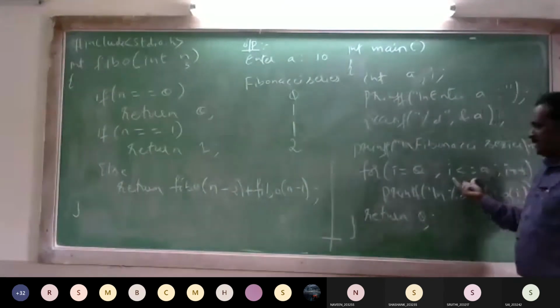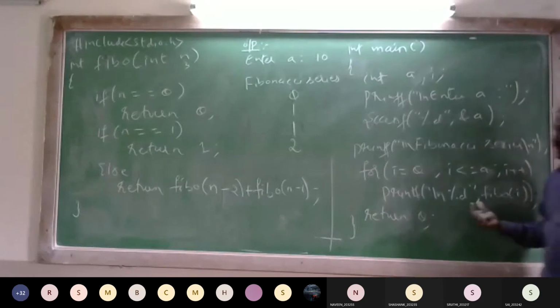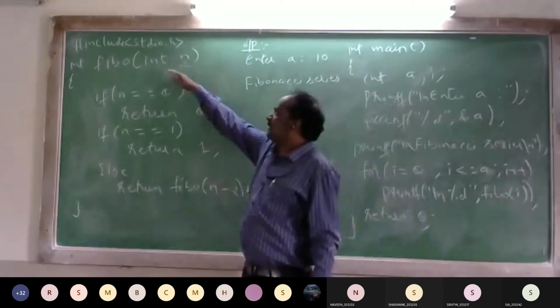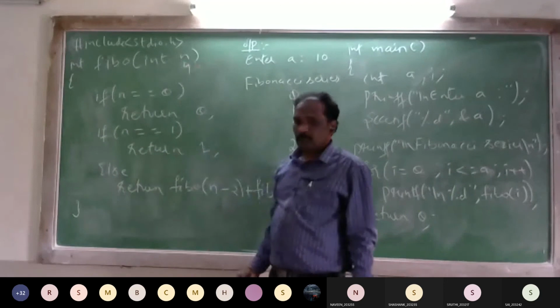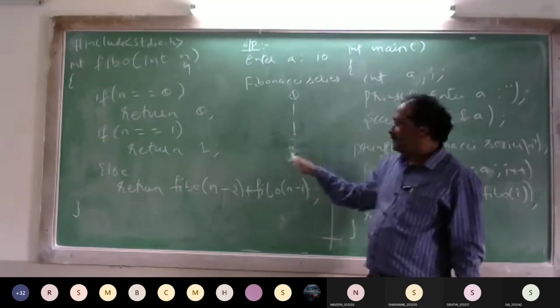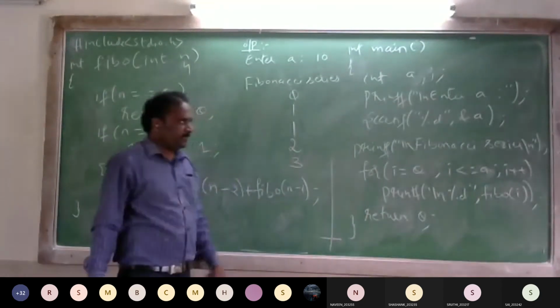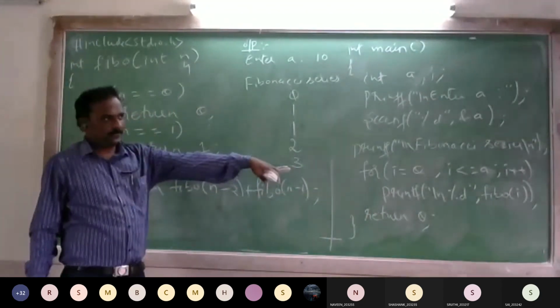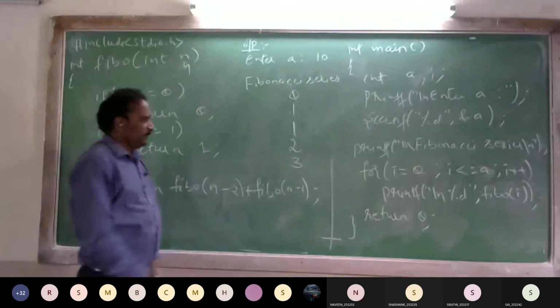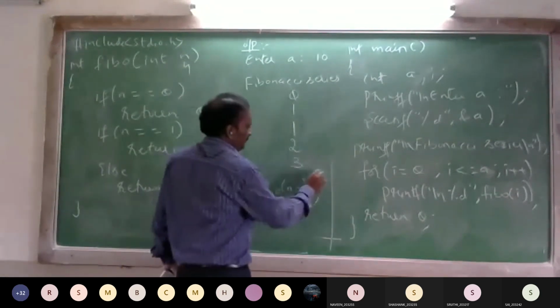I plus plus. I is 4. 4 is less than or equal to 10. Fibo of 4. Now the n value is 4. What is Fibo of 4? Fibo of 2 plus Fibo of 3. What is Fibo of 2? 1. Fibo of 3 is 2. 1 plus 2 is 3. Similarly, I plus plus, 5. 5 is less than or equal to 10. Fibo of 5 will be 5.